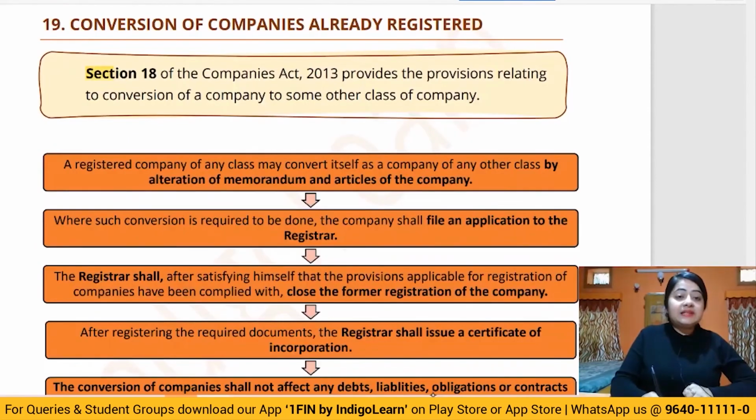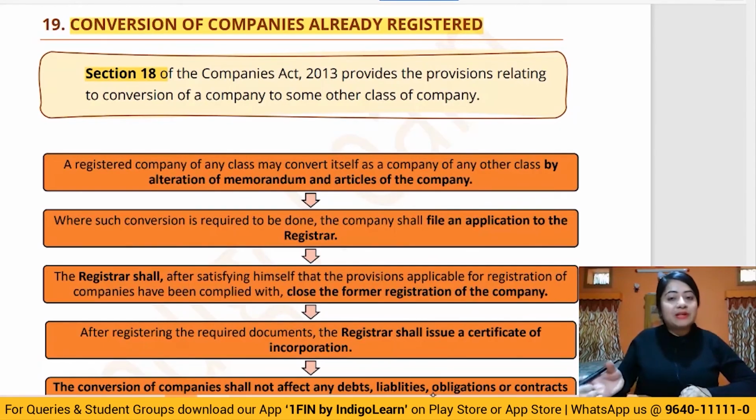The next section we are seeing is section number 18, which talks about conversion of a company which is already registered. Right, now we know a company can be a private company or a public company, right? So if it is a private company, can it convert to a public company? If it's a public company, can it convert to a private company? Or if it's an OPC, can it convert to a private company or public company? Well, the answer is in section number 18, which says that yes, companies can convert themselves from private to public or public to private, or one-person company to private, public, etc. Right?